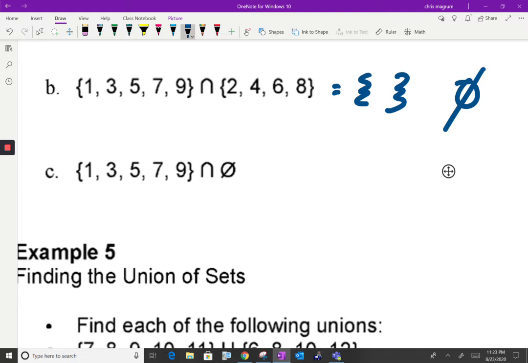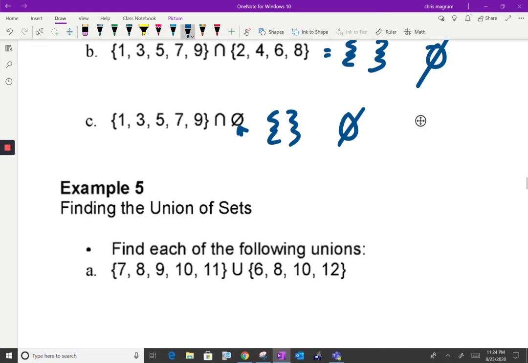Alright, in C, we have a set that has something. Odd numbers, 1, 3, 5, 7, 9. What does that have in common with the empty set? So we have some stuff here. We have nothing here. What do they have in common? Nothing. So it's, again, either empty set that way or that way, whichever way you prefer to write it. You don't need to write both. Just pick one and just know that they do mean the same thing.